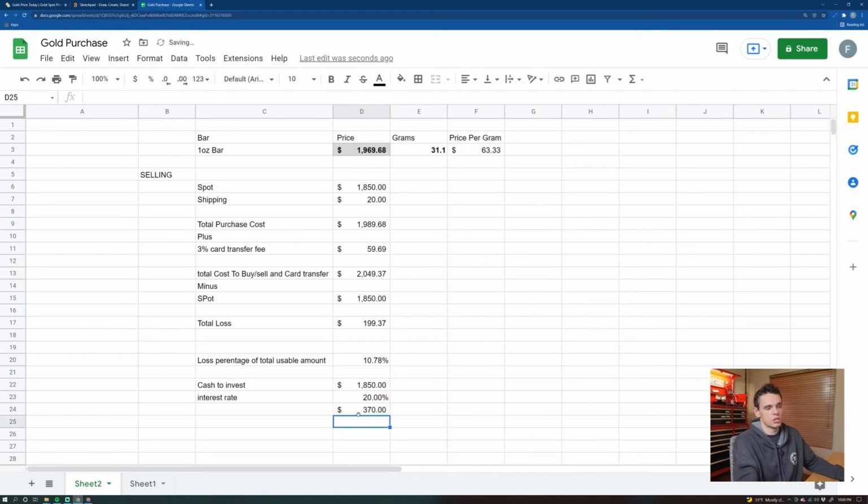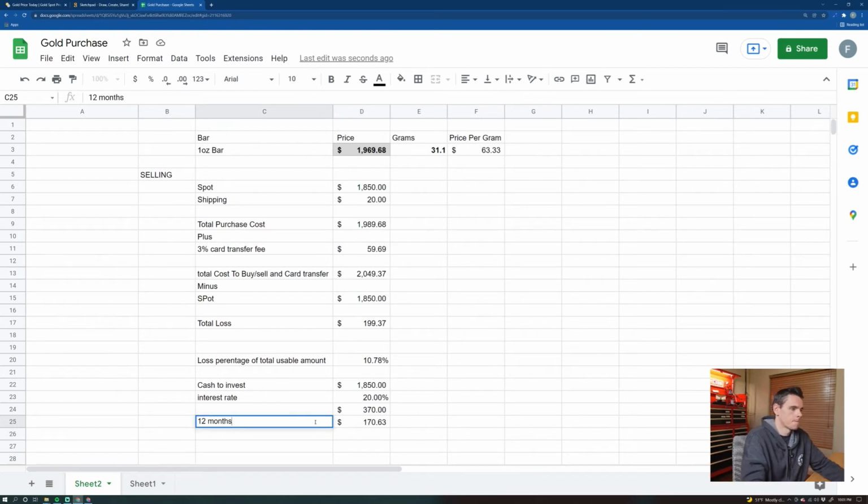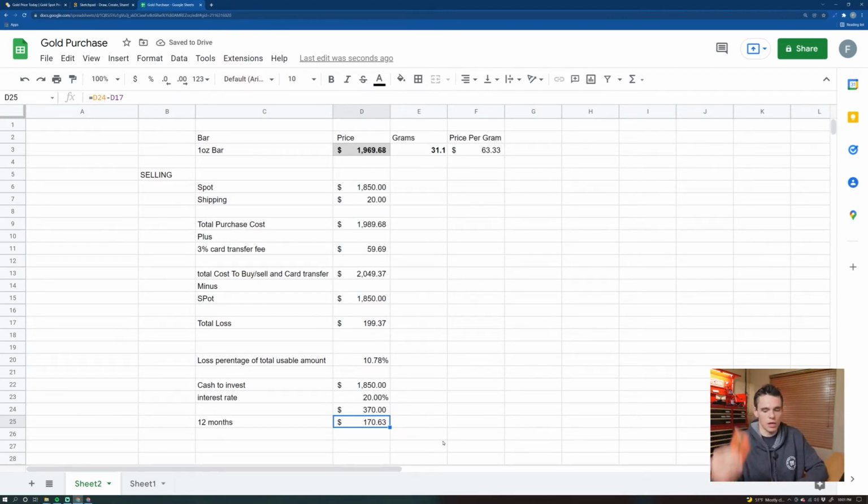So now this times 20% is $370. So off of $1,850, I could make $370. It cost me $200 to make this whole transaction go. So I made $170. So this equals this minus this. So now I have made, in 12 months, I will make $170 off of this. I'll sell this, turn it into crypto, turn it into UST, put it on the Anchor protocol for 20%.